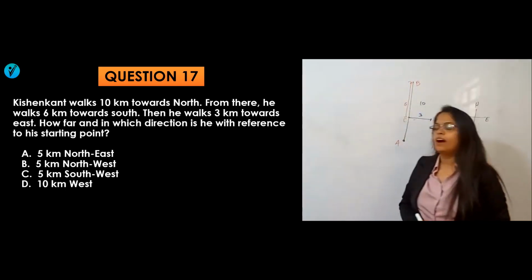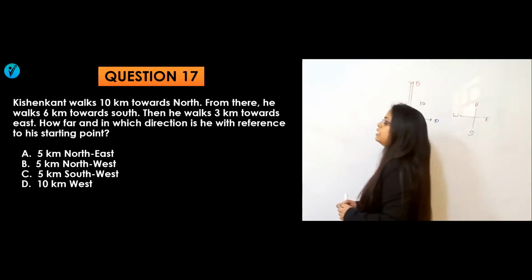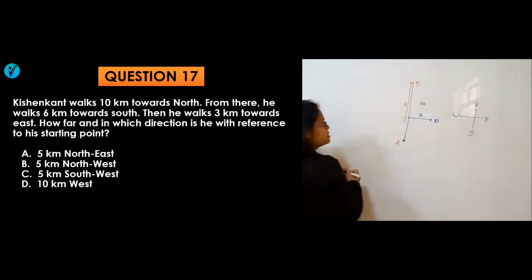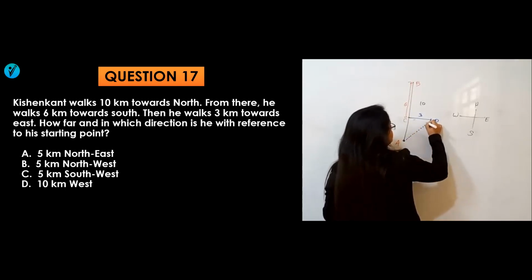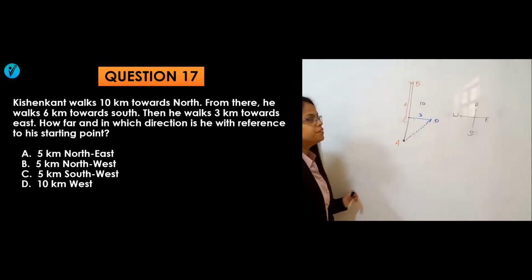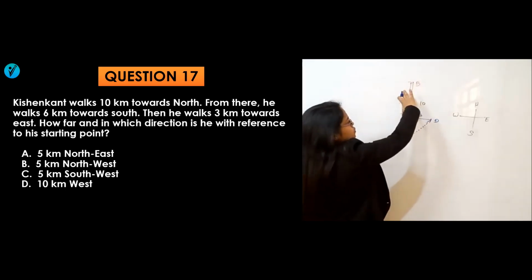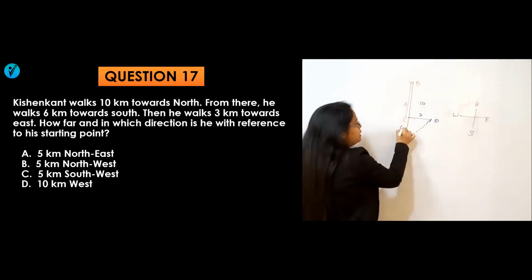Then how far and in which direction is he with reference to the starting point? So in this A to D, what is this direction and what is the distance? If I know that this total was a 10, out of which this is a 6, so this will be 4.